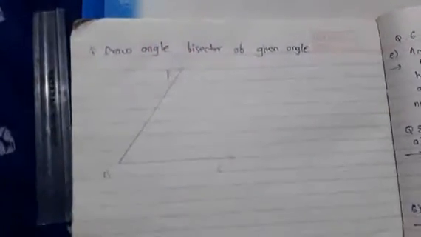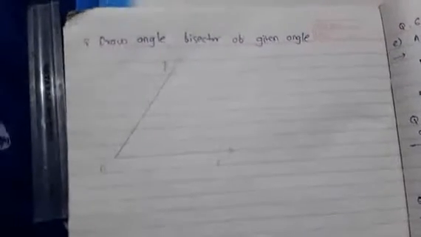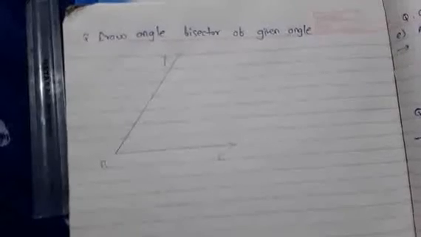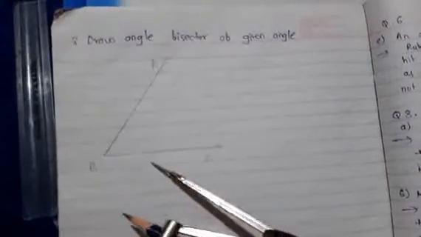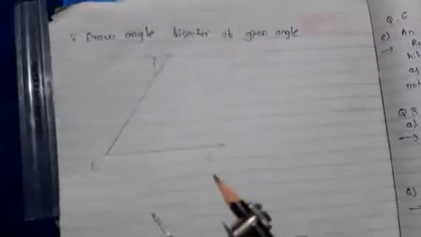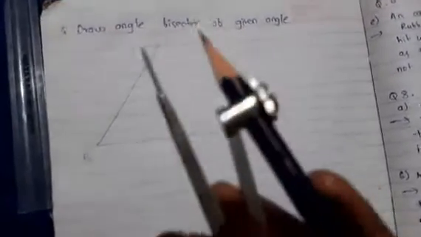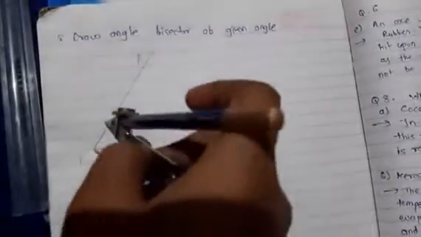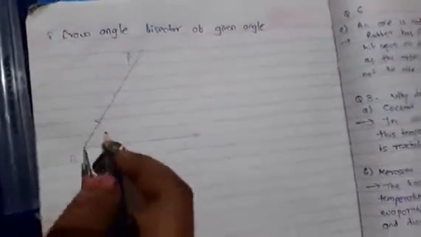So the question is like this: draw the angle bisector of a given angle. If an angle of any measure is given, we can draw the bisector in the following way. First draw that angle and then we will see how to bisect it. Take a small distance in a compass, keep it on the vertex of the angle and mark an arc like this.